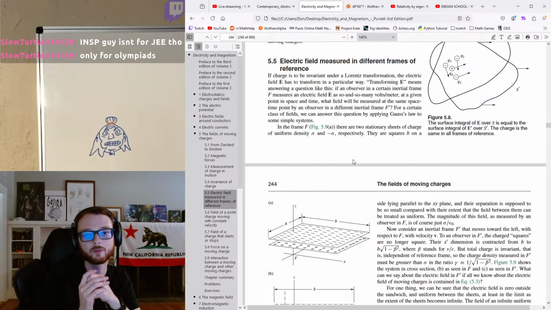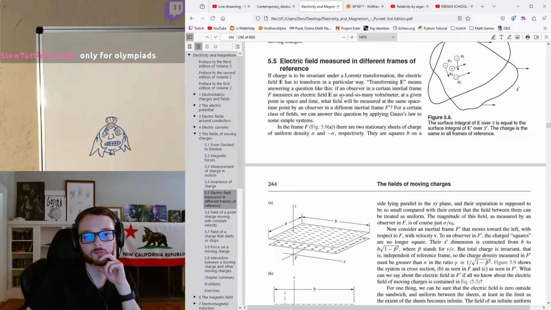Inertial frame F measures the electric field E, so and so many volts per meter at a given space and time.